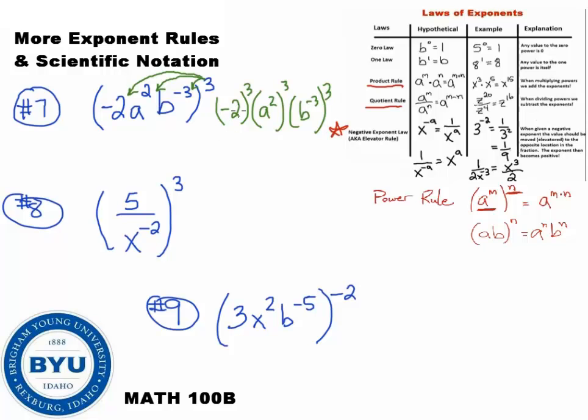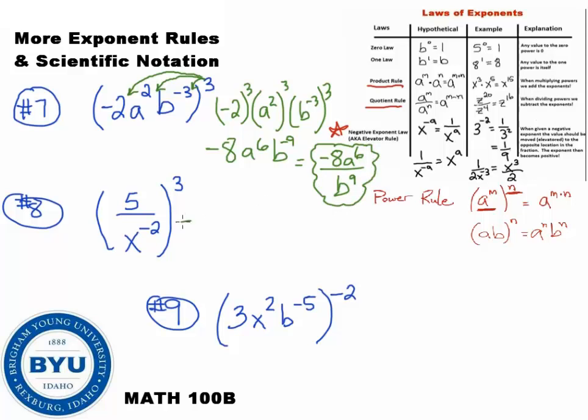Now remember, negative 2, it's the negative being cubed here. So negative 2 times negative 2 times negative 2, because there's 3 negatives, that comes out to be negative 8. A squared cubed, we multiply the powers and get a to the 6th. B to the negative 3 times 3 is b to the negative 9. And then the last step here then would be to bring down that negative power. Remember, you can't have negative powers. So our final answer would be negative 8, a to the 6th, all over b to the 9th.